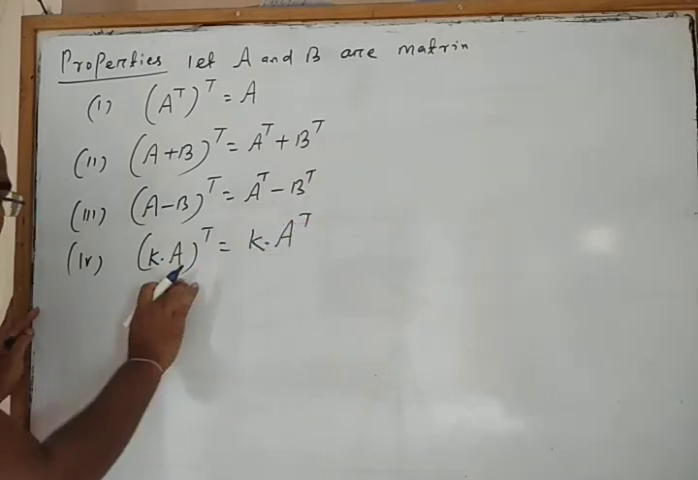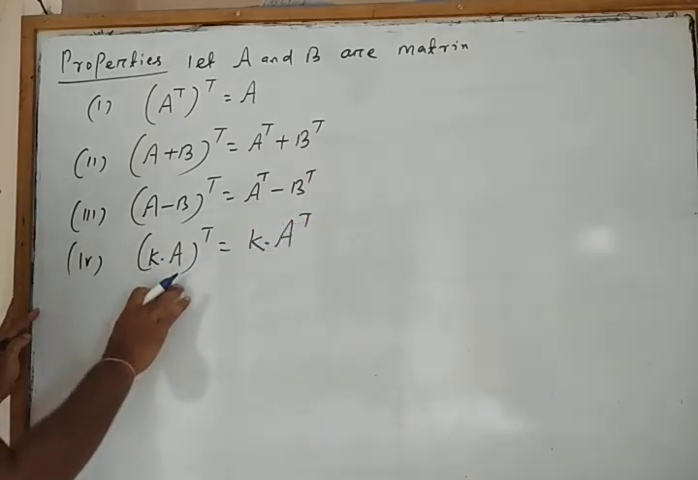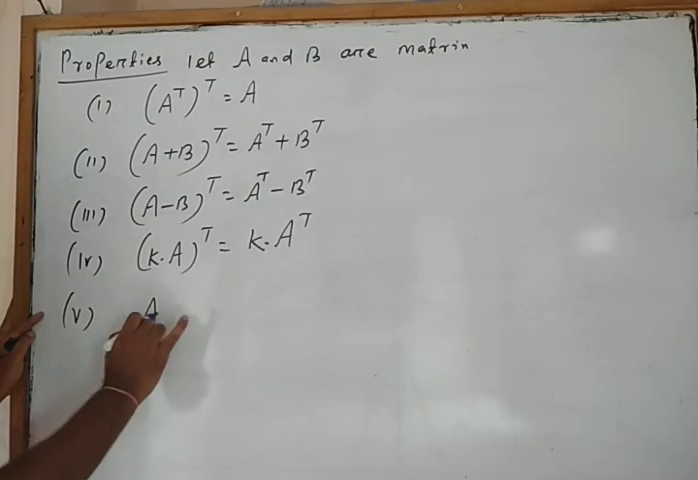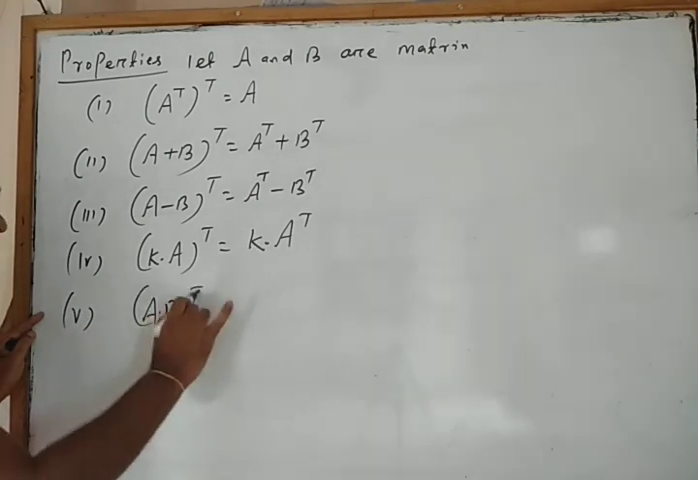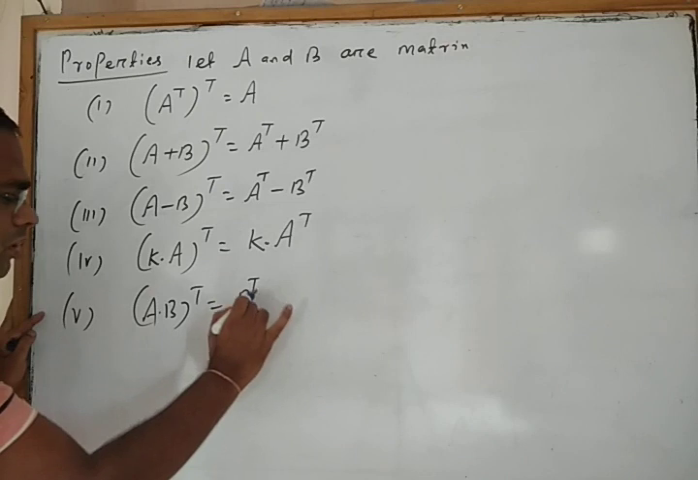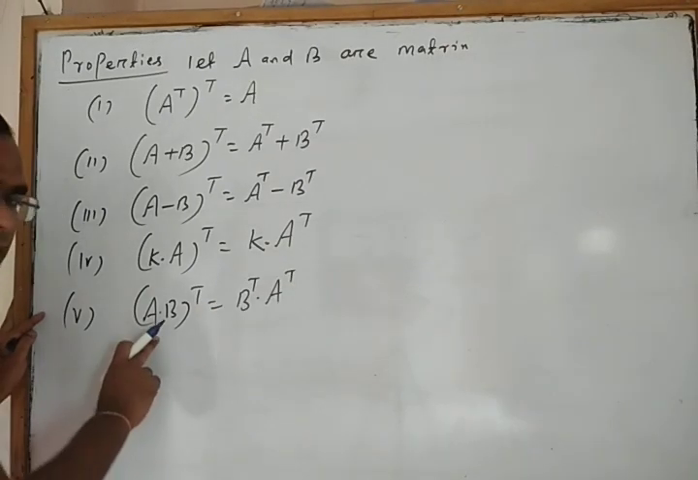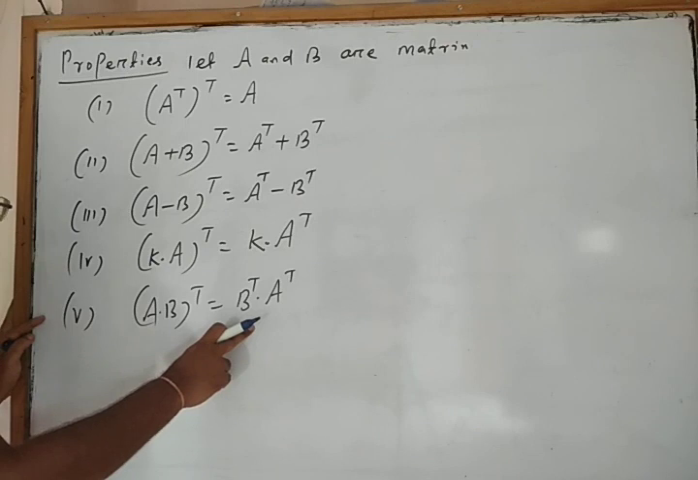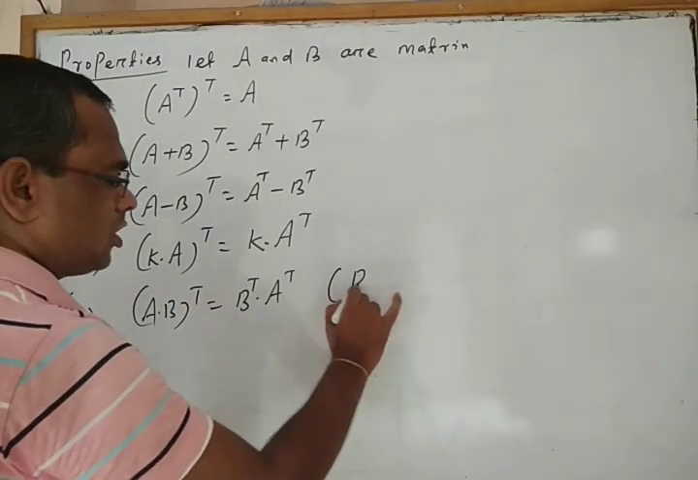So what is K into A? K into A is the scalar multiple of the matrix. And the fifth property is A into B whole transpose equals B transpose into A transpose, not A transpose into B transpose. AB transpose equals B transpose into A transpose. And this property is called the reversal law.